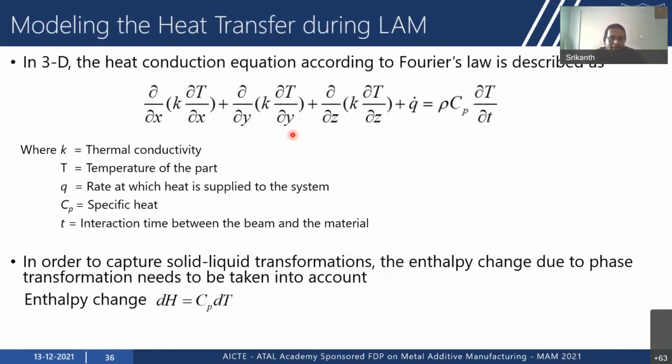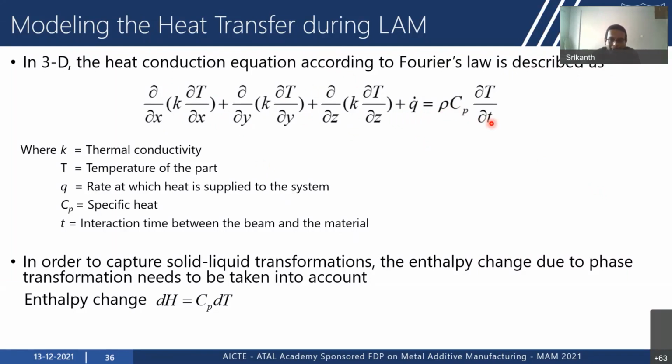Now, essentially, when we are looking at the transient thermal analysis, we are solving the 3D heat conduction equation, which according to Fourier's law is given by this equation here. This is the 3D heat conduction equation. In this equation, k is the thermal conductivity, T is the temperature, Q dot is the rate at which the heat is supplied to the system, Cp is the specific heat, rho is the density, and small t is the time of interaction between the beam and the feedstock material.